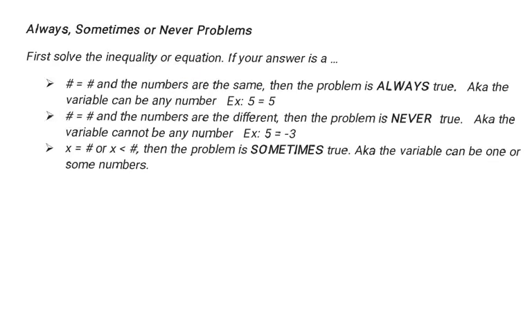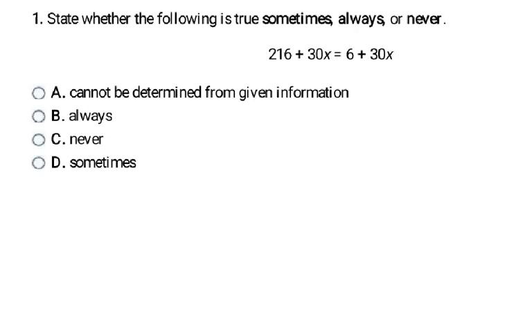Now, if you work it out and it comes out to be something that you're used to seeing, such as x equals a number, or x is less than a number, or any inequality, less than, greater than, greater than or equal to, less than or equal to, then that problem is sometimes true. That means the variable can be one or some number. If it's an equal sign, it can be that one number, or if it's an inequality, it can be any number that makes that true. Okay, so let's look at some problems.